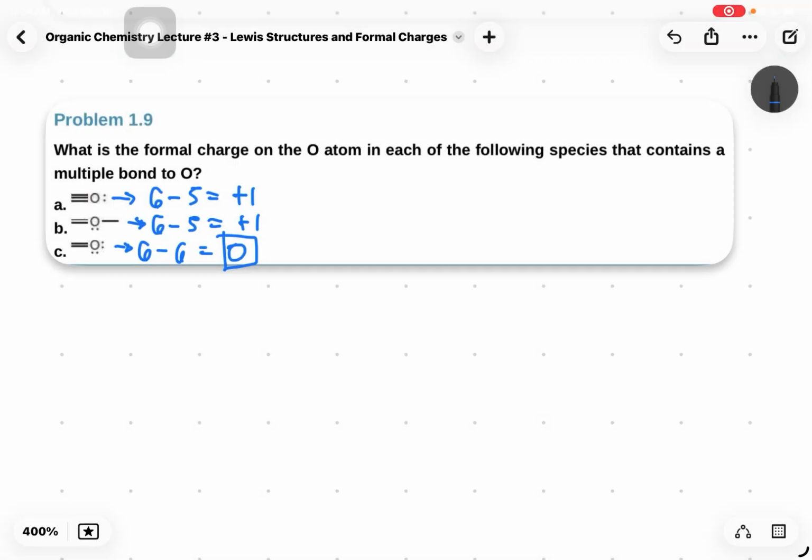And that's it. That's all you guys have to know about Lewis structures and formal charges.